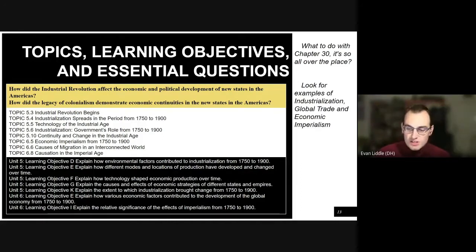So in this presentation, what you want to look for as it relates to the AP World Course outline is examples of industrialization and global trade and economic imperialism in the Americas. With that said, let's go ahead and start by talking about the United States.